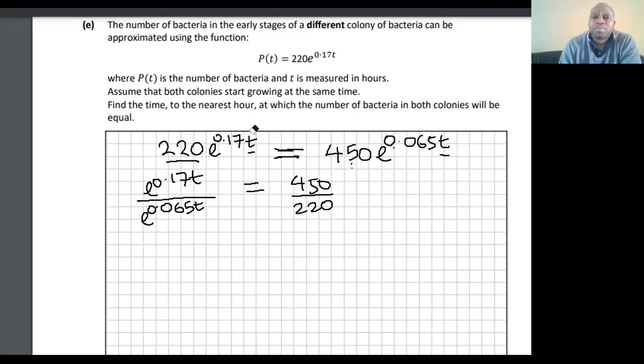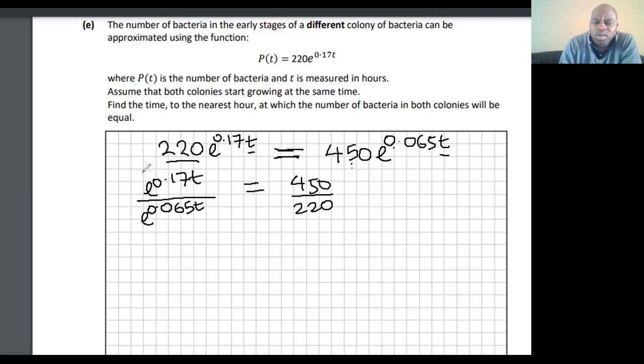So 220 is multiplying this exponential here. It comes here, it becomes division into 450. Exponential is multiplying 450 here. It comes to the other side, it becomes division.